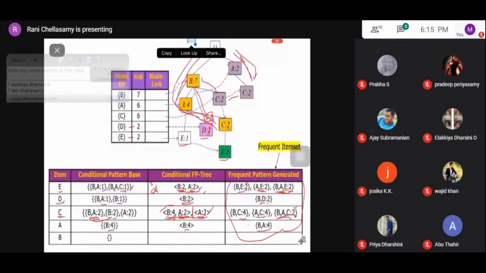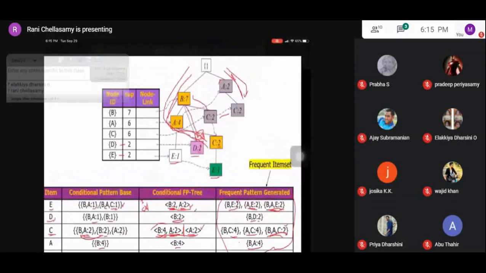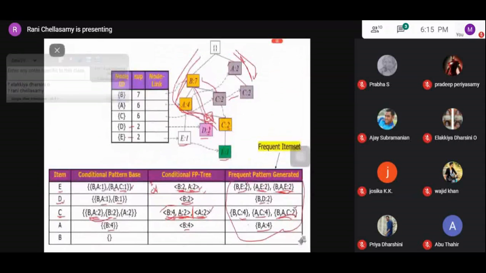Okay. Next path for E, how are you achieving it? See here, from the root B, then A. Sorry. B A C. Then you are getting E. So on this orange path you are getting E. So okay, B A C. The count of E is 1 here. Support count is 1. So you have to write this. So in this way you are achieving this conditional pattern base for the E item.